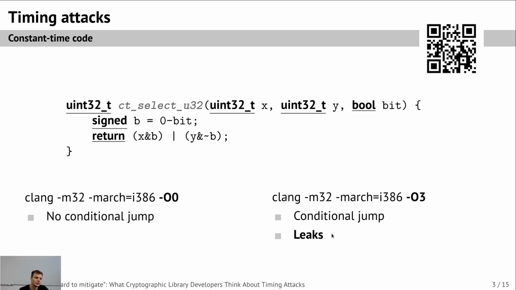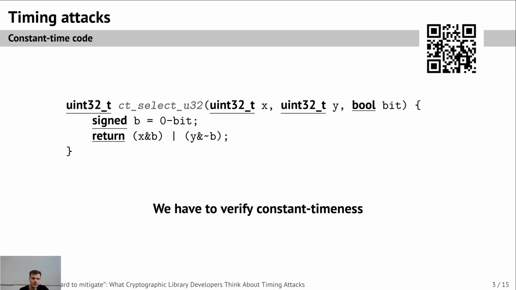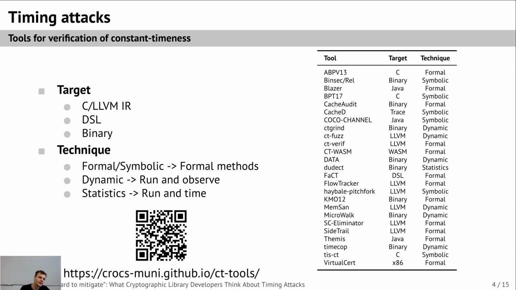This is because the compiler is sort of intelligent and optimizes this, and notices that what you're trying to do is just select one or the other integer, and obviously this jump is apparently faster. So what this means is that we have to verify constant timeness. We cannot just rely on this code practice, because code that looks constant time might not end up being constant time. Luckily, there are tools for verification of constant timeness, which can do just that. They verify at some level some property related to constant timeness, related to the absence of timing leaks.